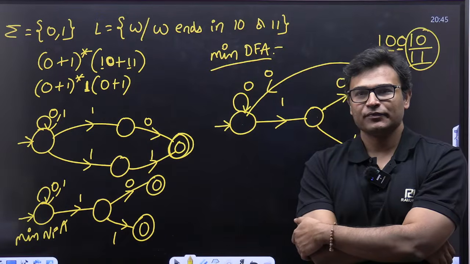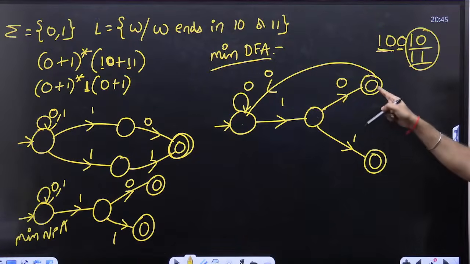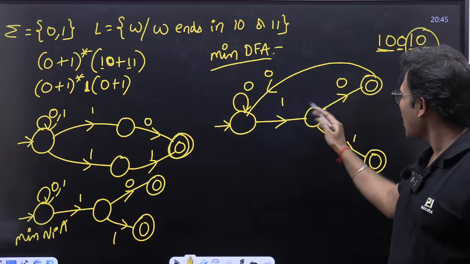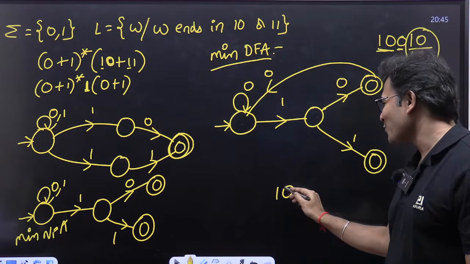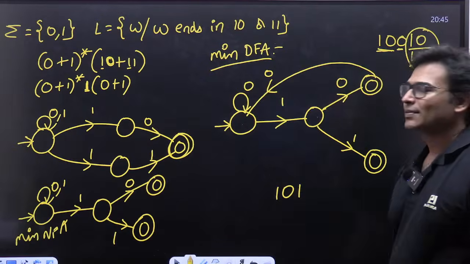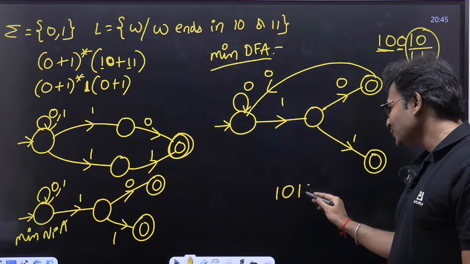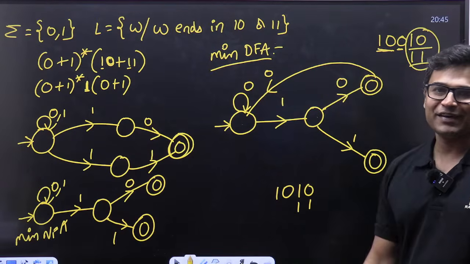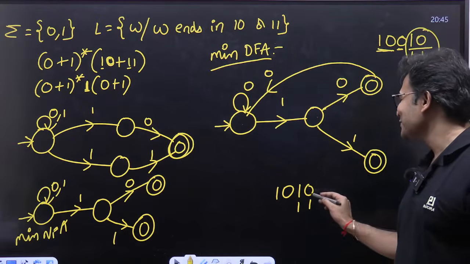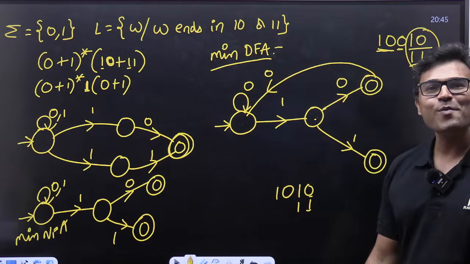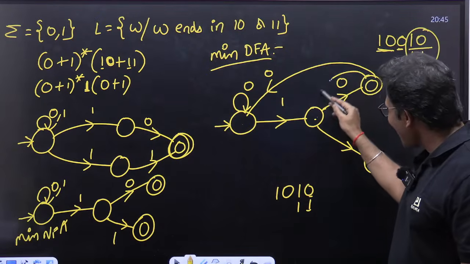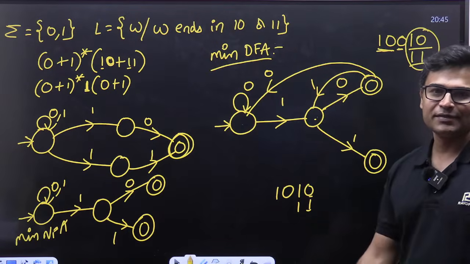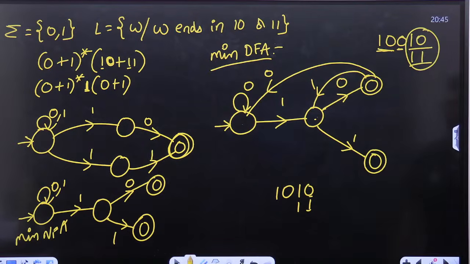Now, what if I get a 1 here? How did I reach here? I have reached here by seeing 10. Now, what if I get a 1? I may get a 0 and it may end with 10, or I may get a 1, it may end with 11. Which is the state waiting for 0 or 1? This state. Go back and wait for a 10 or 11. Done. This state is complete. You have said what happens on 0 and 1.